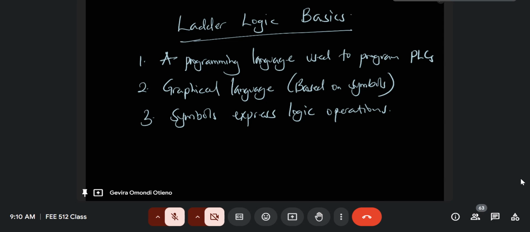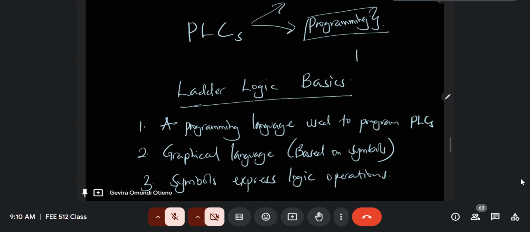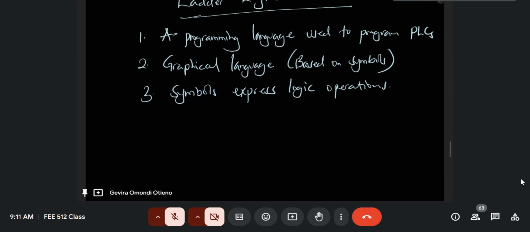So I want us to remember we came from relay logic. Relay logic was used with relay devices, but now we are using ladder logic. Okay? Before I look at these symbols that we are talking about that express logic operations, a few other things that I need to mention.